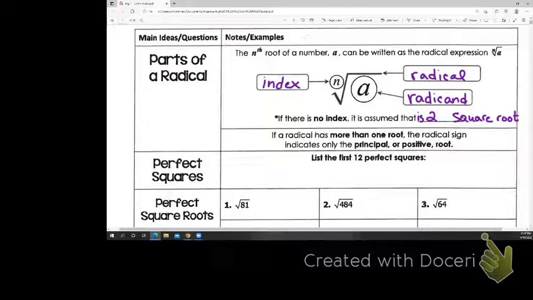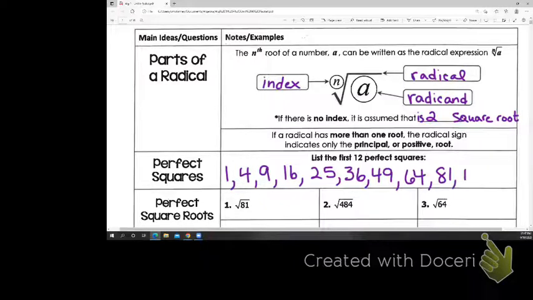So we're going to go back to these often. So we're going to list the first 12 perfect squares. If you ever needed to do that and you weren't sure, it's all your doubles in multiplication. So 1 times 1, 2 times 2 is 4, 3 times 3 makes 9, 4 times 4 is 16, 5 times 5 is 25, 6 squared, 36, 7 squared, 8 squared, 9 squared, 10, 11, and 12.